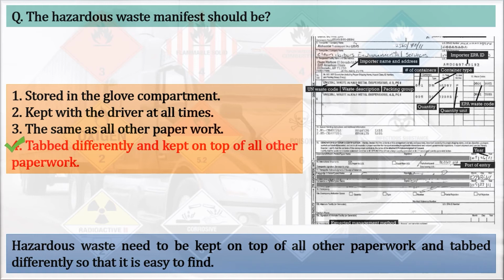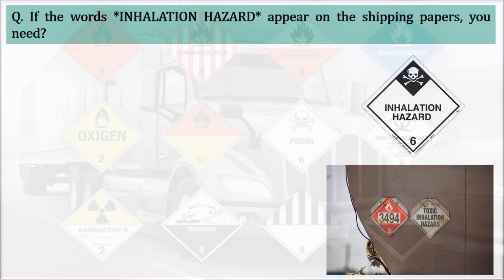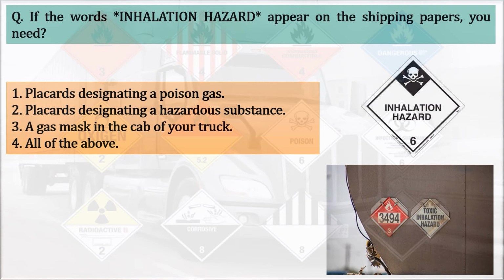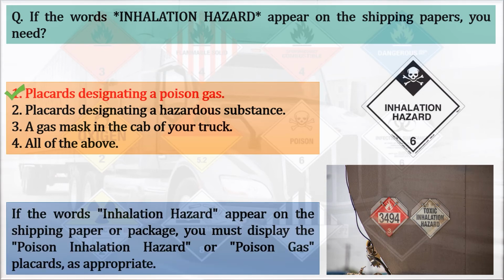Question: if the words inhalation hazard appear on the shipping papers, you need option number 1, placards designating a poison gas. Option number 2, placards designating a hazardous substance. Option number 3, a gas mask in the cab of your truck. Option number 4, all of the above. The answer is option number 1, placards designating a poison gas.